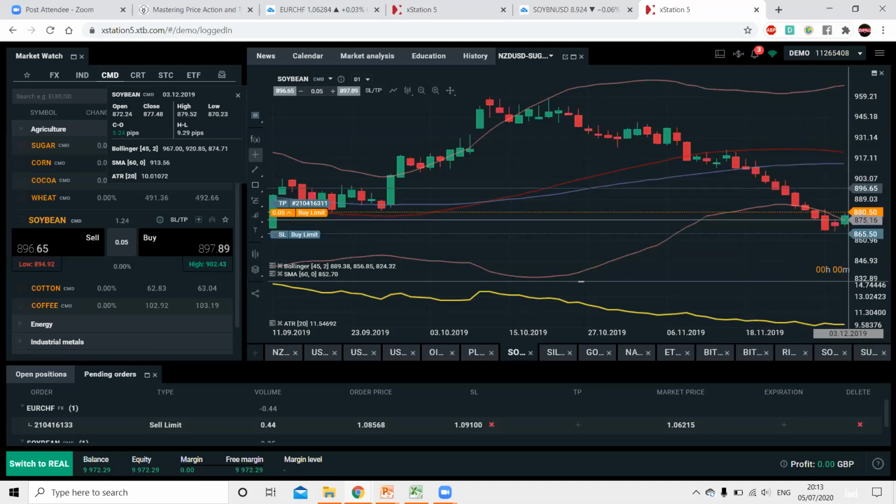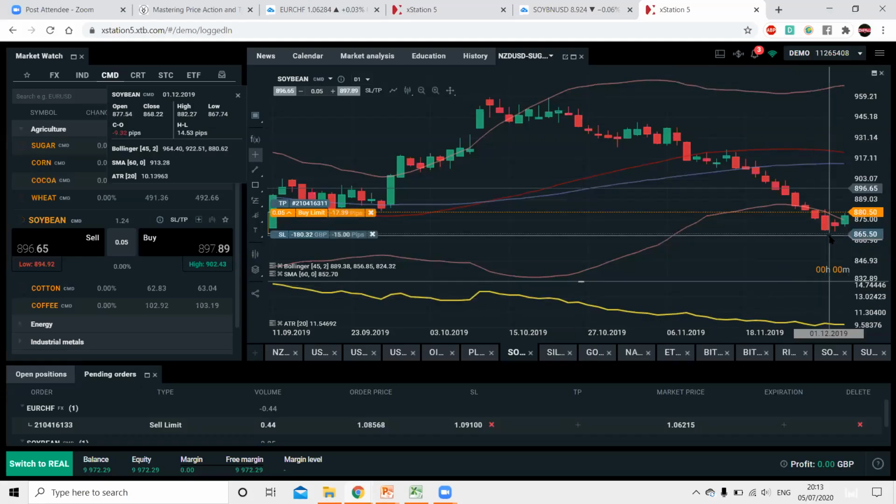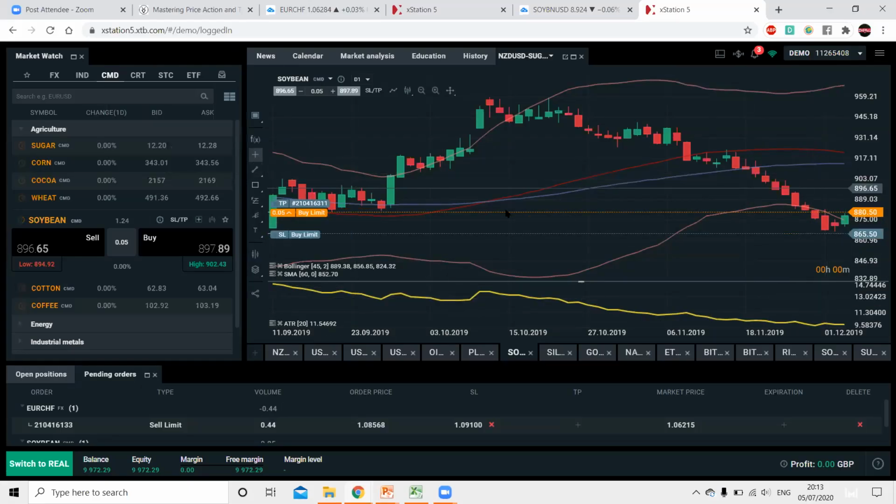So that's where you place it, at the top of this candle here. You can see the order is up at the top there. That's based on the high price. Yeah, high price plus the spread. Okay, now let's see how this one plays out.